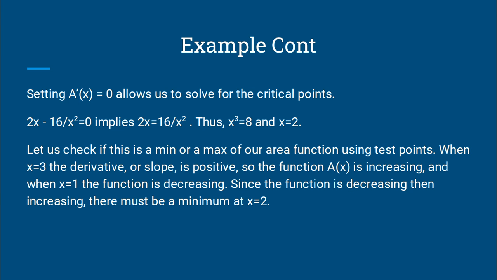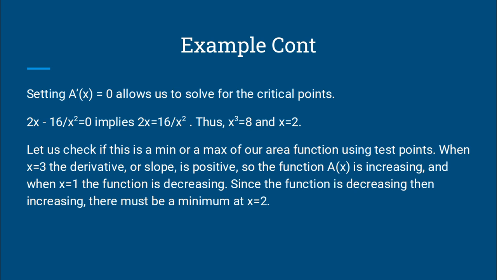And when we say 2x minus 16 over x squared equals 0, this means that 2x equals 16 over x squared. You multiply both sides by x squared and divide both sides by 2, so x cubed equals 8, which means x is 2. Okay, so this is our critical point. And we check, just like we have been in all of the previous lessons, if this is a min or a max of our area function.